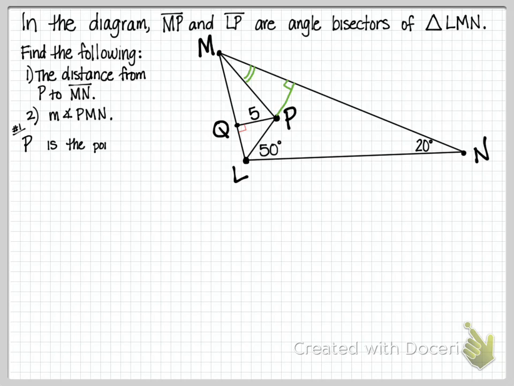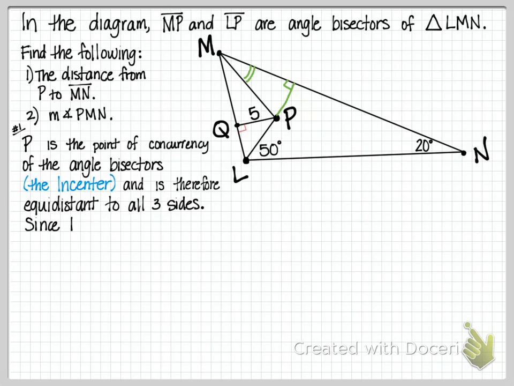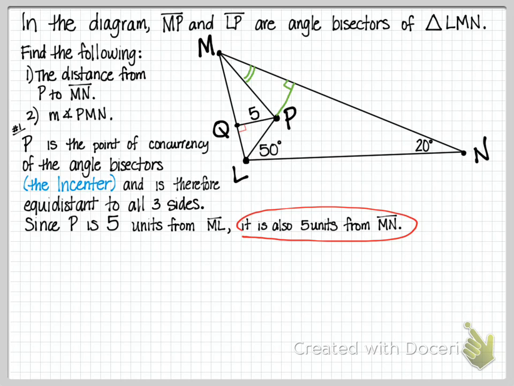Let's look at problem number one first of all. Since P is the point of concurrency of the angle bisectors, meaning it's the incenter, we know that the incenter is equidistant to all three sides. And since P is 5 units from the side ML, it must also be 5 units from the side MN.